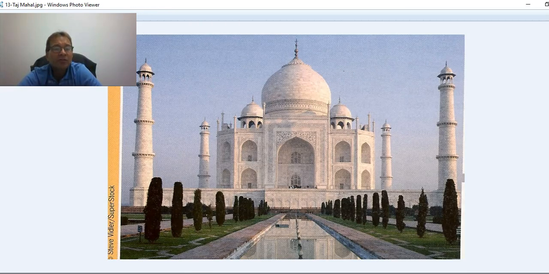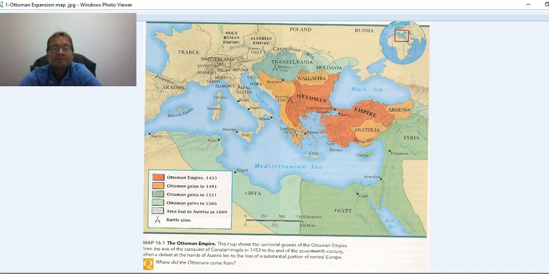And there's a nice picture of what bankrupted the Mughal Empire. It's a beautiful palace. And this is built to Mumtaz Mahal. Shah Jahan's wife died, and he built this beautiful crypt for her in her memory. And that's it.